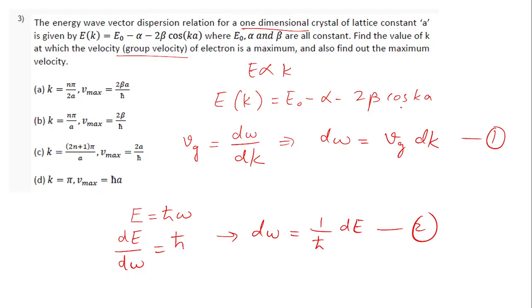We have the energy expression, so we want to correlate this formula with energy using this relation. So when we take derivative, we'll get this, that in terms of d omega, this is also in terms of d omega is this. So we can equate these two expressions. After equating equation 1 and 2, we get Vg dk is equal to 1 over h bar dE.